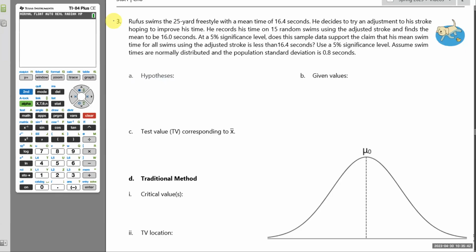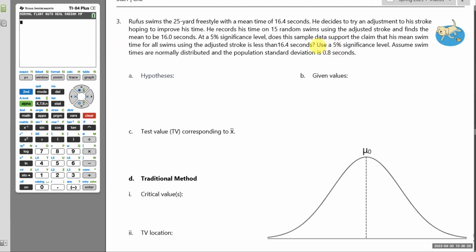We are on number 3. So it says Rufus swims the 25-yard freestyle with a mean time of 16.4 seconds. He decides to try an adjustment to his stroke, hoping to improve his time. So he records his time on 15 random swims using the adjusted stroke and finds the mean to be 16.0 seconds. At a 5% significance level, does the sample data support the claim that his mean swim time for all swims using the adjusted stroke is less than 16.4 seconds?